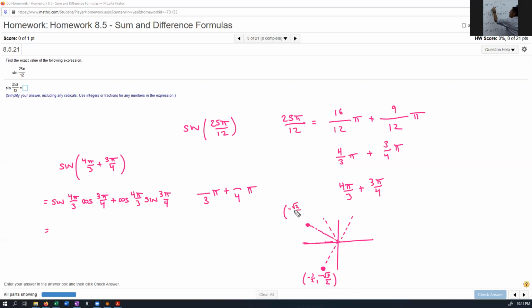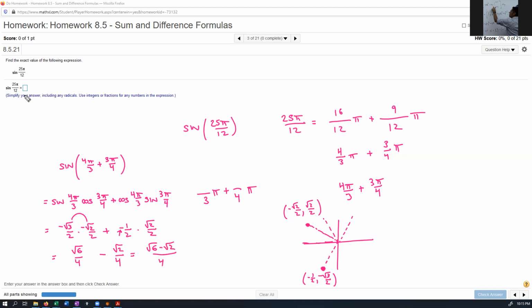For 4 pi over 3, our coordinates are -1/2, negative √3/2, and here it is negative √2/2, and √2/2. Now sine of 4 pi over 3 is the y coordinate, negative √3/2, times cosine of 3 pi over 4, the x coordinate, negative √2/2, plus cosine of 4 pi over 3, the x coordinate, -1/2, times sine of 3 pi over 4, the y coordinate. Multiplying those, we get √6/4, and then minus, because this is negative, √2/4. So this gives us √6 minus √2 over 4.